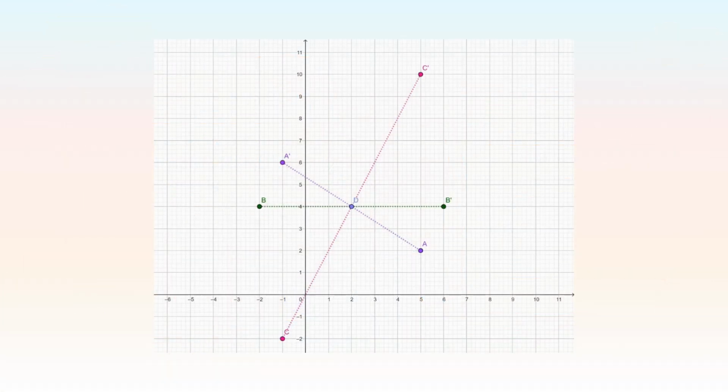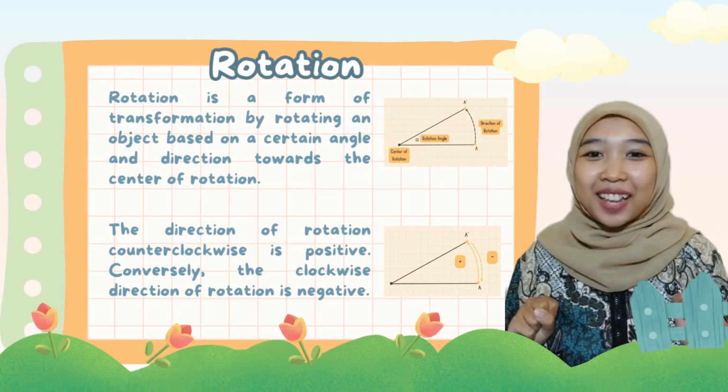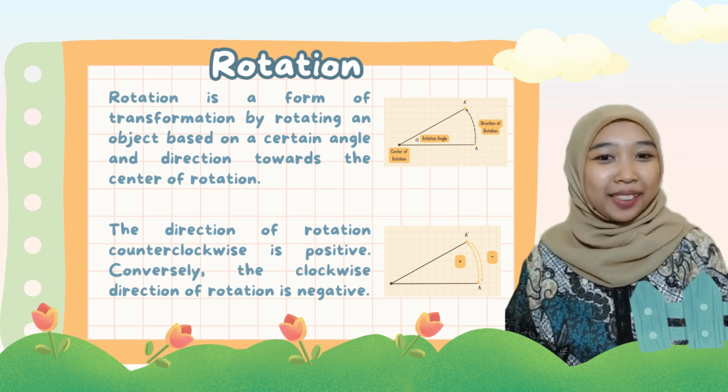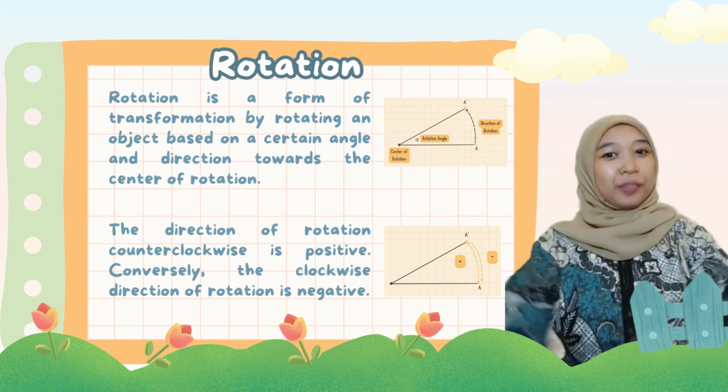For example, if there are point A (5, 2), point B (-2, 4), point C (-1, -2) reflected at point D (2, 4), A' is (-1, 6), B' is (6, 4), and C' is (5, 10). Now, after discussing reflection, let's move on to another important transformation in geometry, rotation.